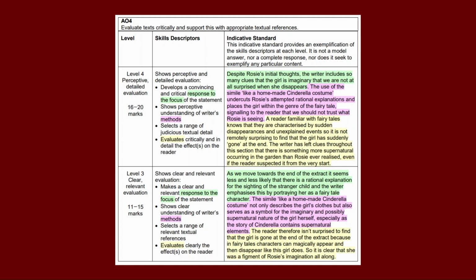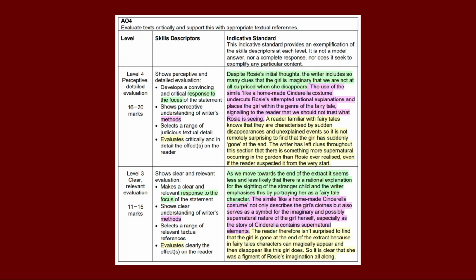In level 3, we are clearly and relevantly responding to the focus of the statement. So we say, as we move towards the end of the extract, of course you're going to have line numbers, it seems less and less likely that there's a rational explanation for the sighting of the stranger child, and the writer emphasises this by portraying her as a fairy tale character. So immediately we've got a topic sentence, we've got detail, we've set up our argument, we've said this is what I'm going to argue. And then we go straight into our writer's methods, and most of this is about what the writer actually means. We're understanding that the writer has made a choice to affect the reader, and this is where we've got a lot of the effect on the reader as well.